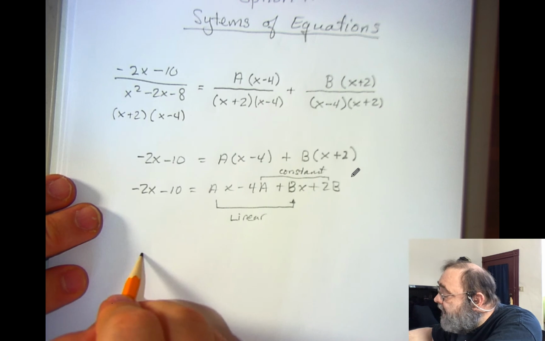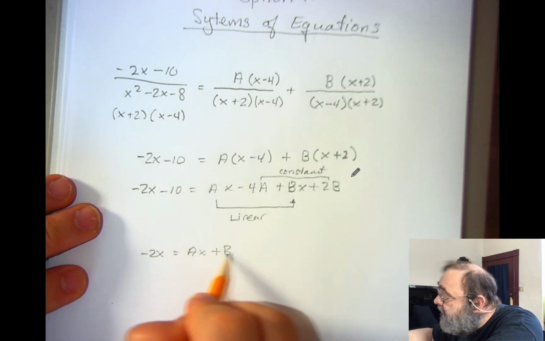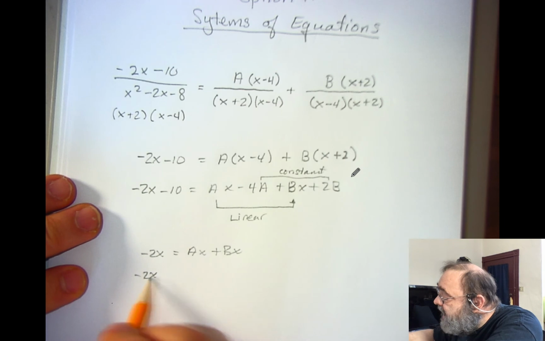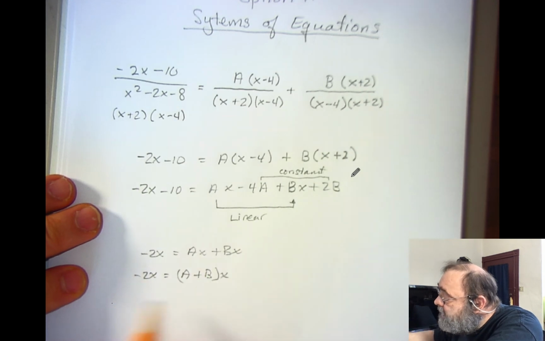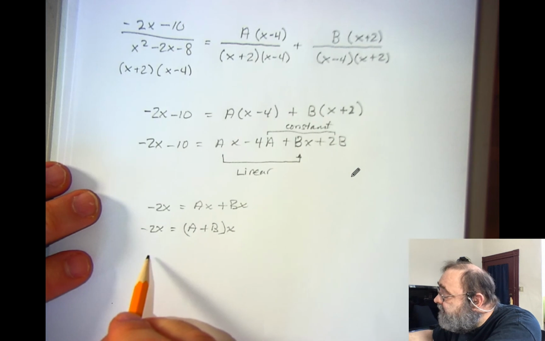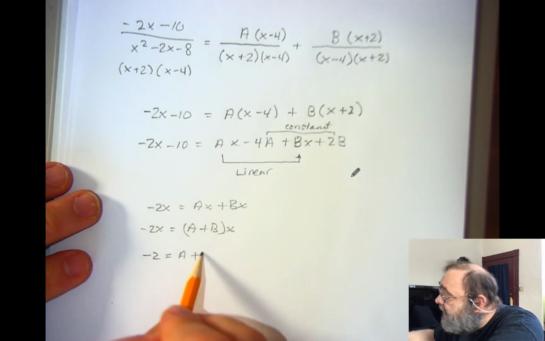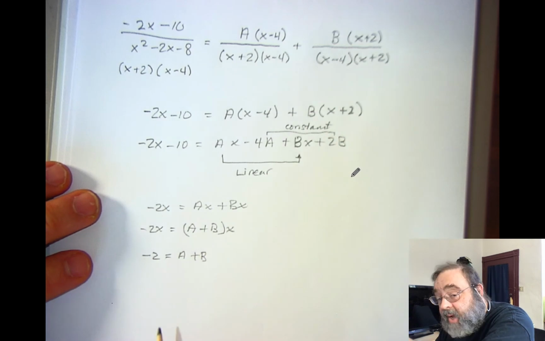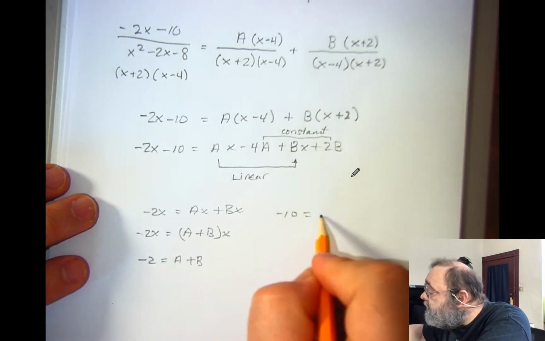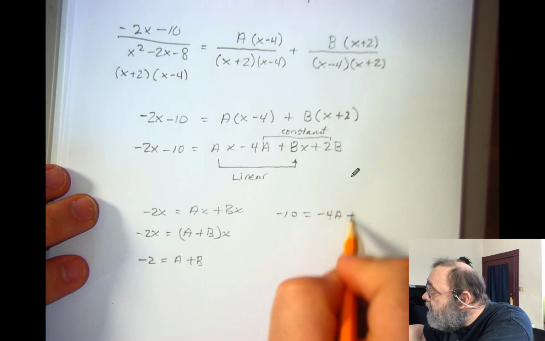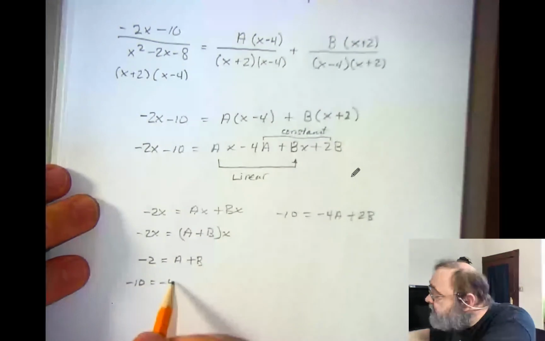So let's put them together as negative 2x is made by ax plus bx, and this quickly factors into negative 2x is a plus b times x, and I am now able to find my first equation in the system. Negative 2 is a plus b by dividing both sides by x. Working with the constant, I have negative 10 is equal to negative 4a plus 2b, and this becomes my second equation in our system of equations.